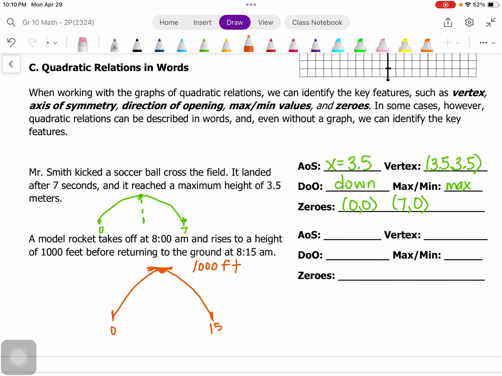A vertex would be reached, so because things are symmetrical, it would be reached at exactly the halfway point, which would be 7.5 minutes later. So our axis of symmetry occurs at x equals 7.5. Our vertex, so the x coordinate of our vertex is 7.5, and the maximum height is the y coordinate, which is 1,000. The direction of opening is again down, which means once again we have a maximum, and our two zeros are 0, 0 and 15, 0.